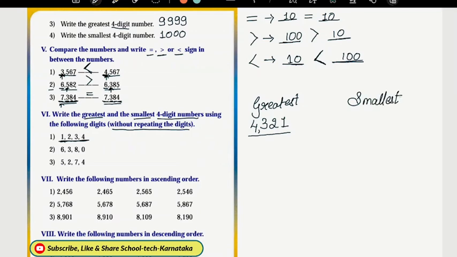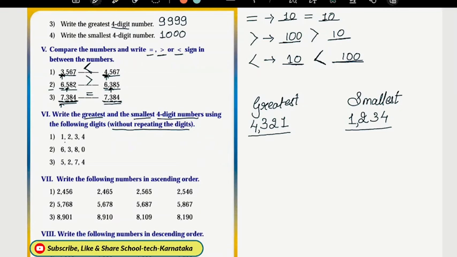Similarly, for the smallest 4-digit number, we need to write it from the smallest digit. So first we need to find the smallest of these digits and write it. Smallest of these is 1. From the remaining 3, the smallest is 2. Then we have from 3 and 4, the smallest is 3. The remaining is 4. So we have found the smallest 4-digit number is 1234.